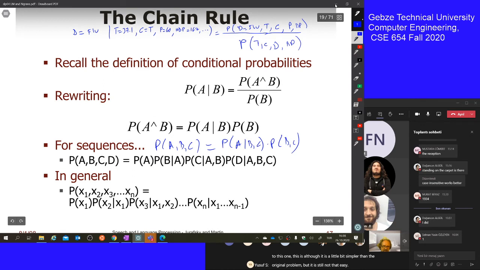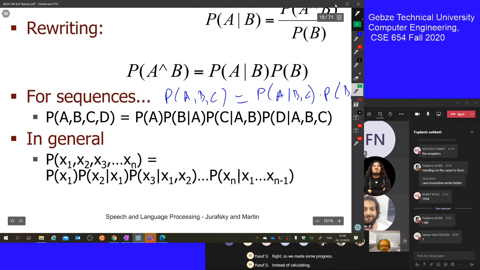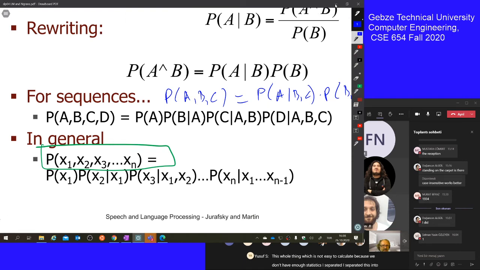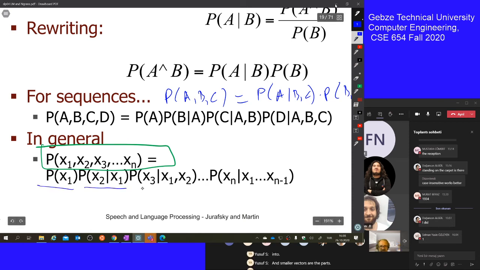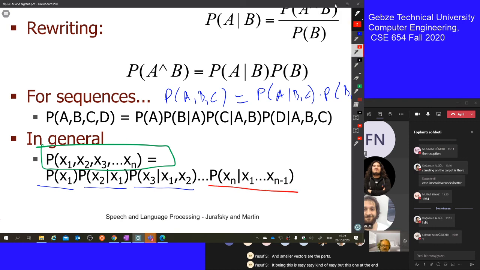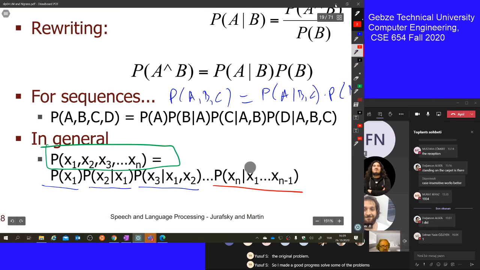This one is not that easy, right? So we made some progress. Instead of calculating this whole thing, which is not easy to calculate because we don't have enough statistics, I separated this into n smaller factors or parts. At the beginning, this is kind of easy, but this one at the end becomes more and more difficult. It is as difficult as the original problem. So I made good progress, solved some of the problems, but this one remains there.